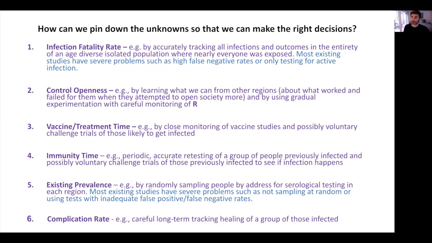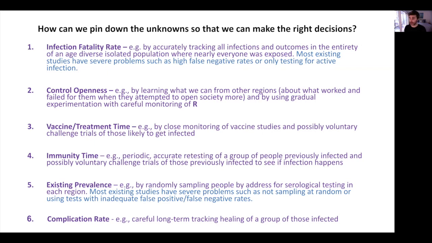Then in terms of existing prevalence, ideally we would be randomly sampling people in the population, perhaps by their home address, sending a mobile team out there to give them serological testing if they're willing to participate. And this could give us a much better idea of the existing prevalence. Unfortunately, most studies have had really severe problems in estimating prevalence because either they're not sampling the population at random, so we don't really have a random draw, so it doesn't actually give us an accurate estimate, or maybe the false positive rates of tests are too high, or they only test for active infection. So we really have not had very good data for the most part on this.